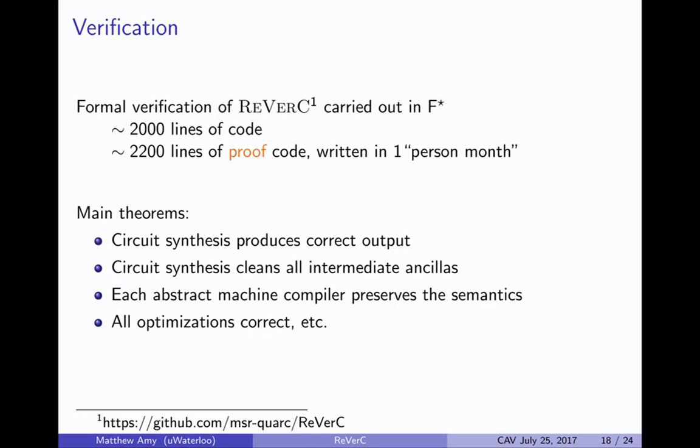So the main theorems that we proved are that circuit synthesis obviously produces the correct output, and that we clean all intermediate ancillas. There's nothing lying around in the program that we haven't cleaned. We do this by doing a final level of Bennett's trick, basically, after the whole thing. And each abstract machine compiler preserves the semantics, of course. All optimizations are correct, blah, blah, blah, that kind of stuff.